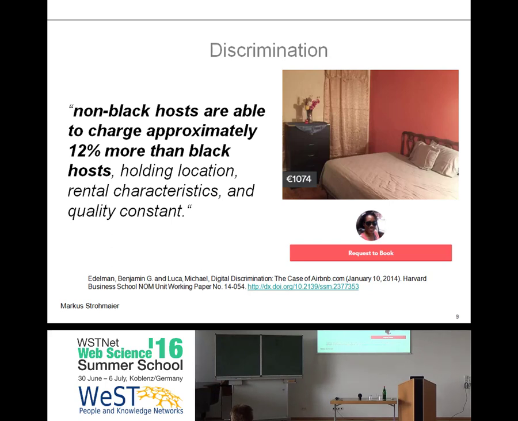They didn't do these experiments in this paper, although you could. What they did in this paper was they looked at the host side, on the provider side of the market. If you are a white person or a black person who wants to offer your apartment, controlling for certain aspects like location, rent characteristics, and quality, it turns out that if you're black, you get 12% less money for the apartment that you rent, compared to an apartment that the white person rents. That doesn't seem to be equal access to information, knowledge, and opportunity, right? It seems like the stereotypes and the preconceived notions and prejudices that people have in the offline world manifest in the online world as well.